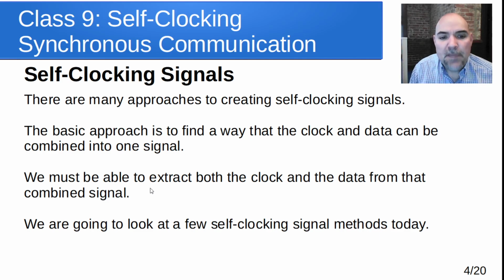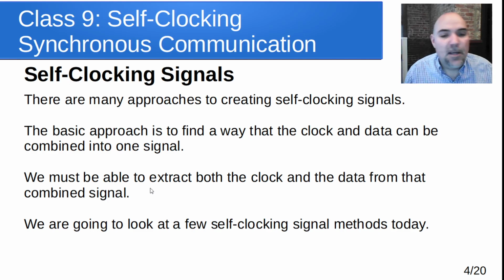We're going to look at some of them today, including some that are real-world things. But the basic approach is to find a way that the clock and data can be combined into one signal. So you have one signal only, but inside that one signal, the clock and the data. You might still be thinking, well, that seems kind of mysterious. How do we do that? The only real rule is we have to do that in a way that we can still extract the clock for its timing properties and also be able to recover the data from that combined signal.